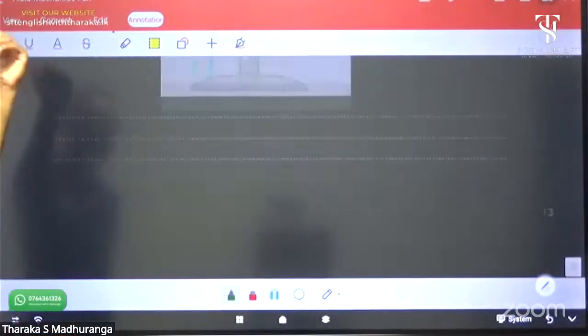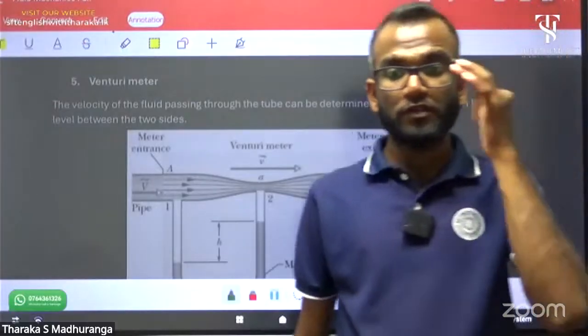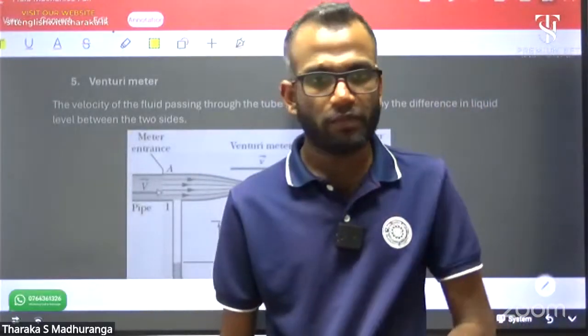Okay, the next one, the Venturi tube, the most important one. Automobile students already know. ET students, do you know the Venturi tube?